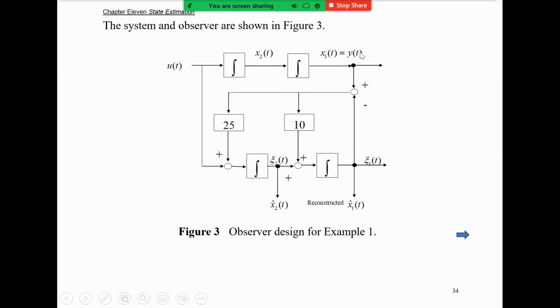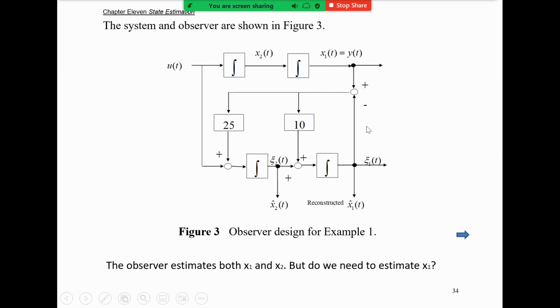The output is x1. You try to estimate both x1 and x2, you reconstruct that. If you look at the observer, it gives you the estimation of both x1 and x2. But remember, the output itself is x1. Therefore, do we need to estimate x1? From the observer, it will give you the x1 hat, that's the estimation of x1.